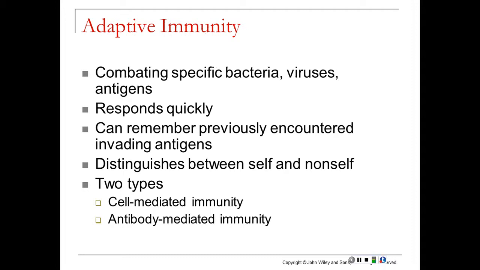Let's talk about adaptive immunity. We've talked about innate immunity. That's the immunity we're all born with. Adaptive immunity is combating specific bacteria, specific viruses, and specific antigens. Adaptive immunity is quick responding. It can remember previously encountered invading antigens. It can distinguish between self and non-self. There are two types of adaptive immunity. There's cell-mediated and antibody-mediated immunity.